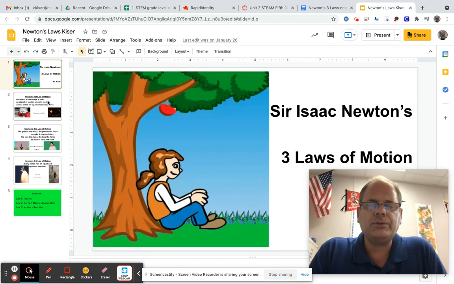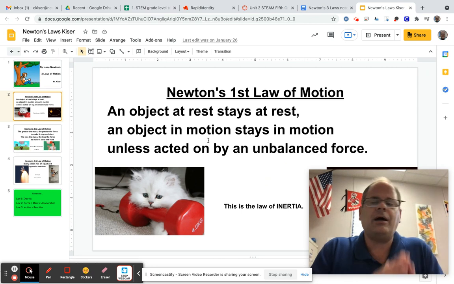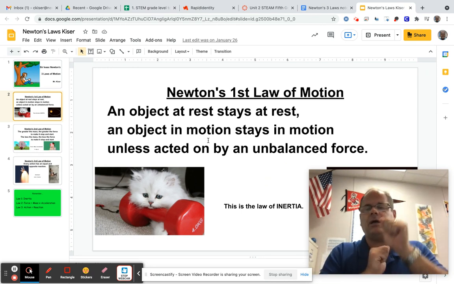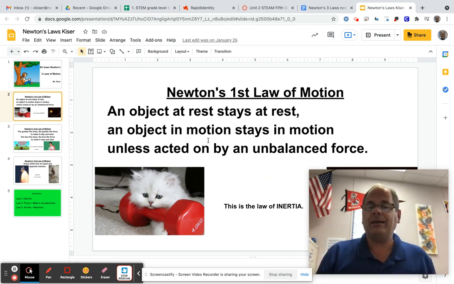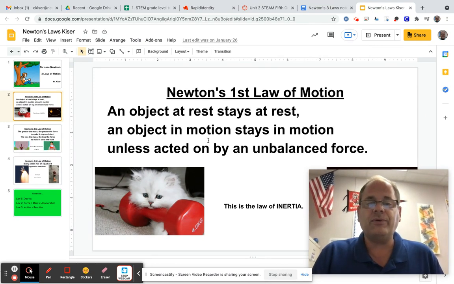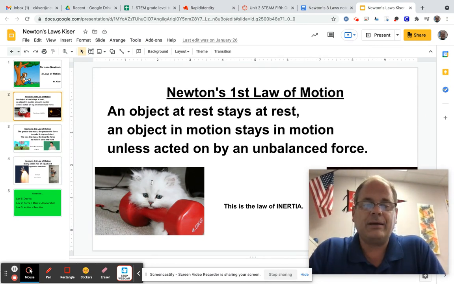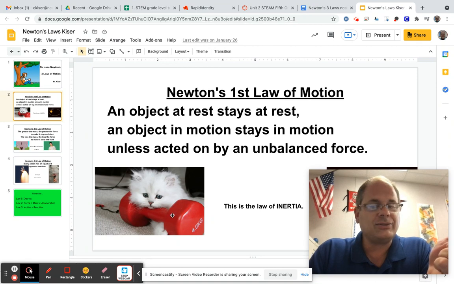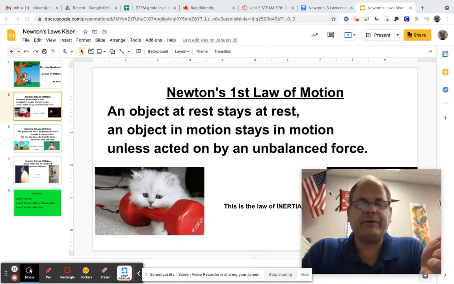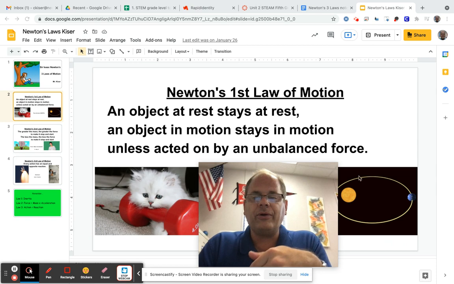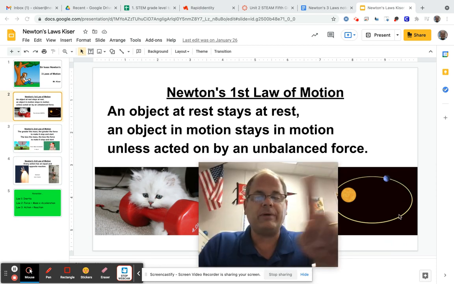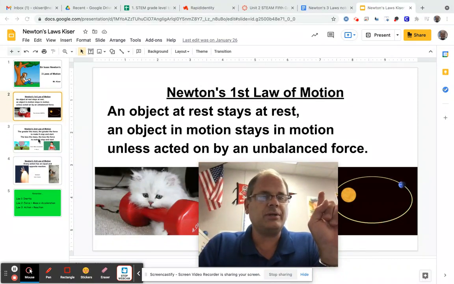So the first fact or law of motion is an object at rest stays at rest. An object in motion stays in motion unless acted on by an unbalanced force. Which this little weight there is going to stay at rest. It's going to stay right there on the floor because the little kitty cat is not strong enough to pick it up. All right, let's see if I can move my page. Yes. And then the Earth is going to stay in motion around the sun until something makes it stop, which we hope nothing does. That's Newton's first law.